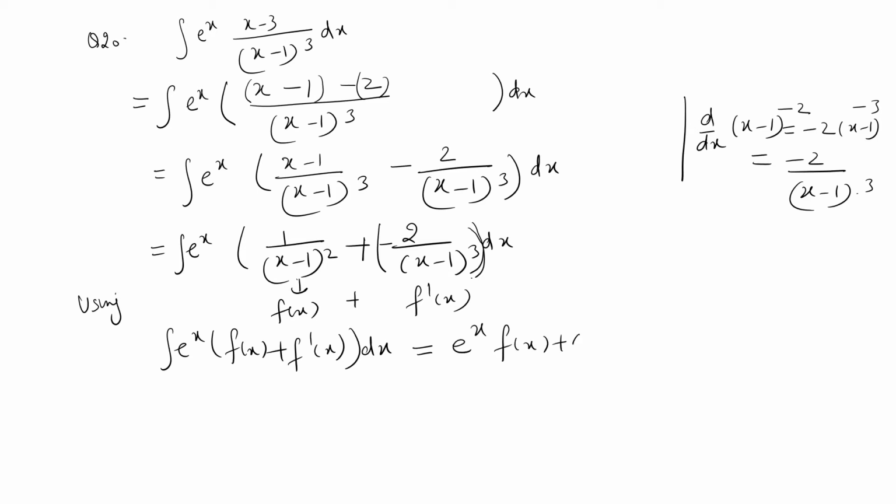Now who is f(x) here? It is 1 upon (x minus 1) whole square. So it can be written like this, e raised to power x times 1 upon (x minus 1) whole square plus c, which is the desired answer. So there is no need to break this and then apply integration by parts. If this form is expressed specifically as e raised to power x [f(x) plus f dash x], I can directly use this formula to get my answer.